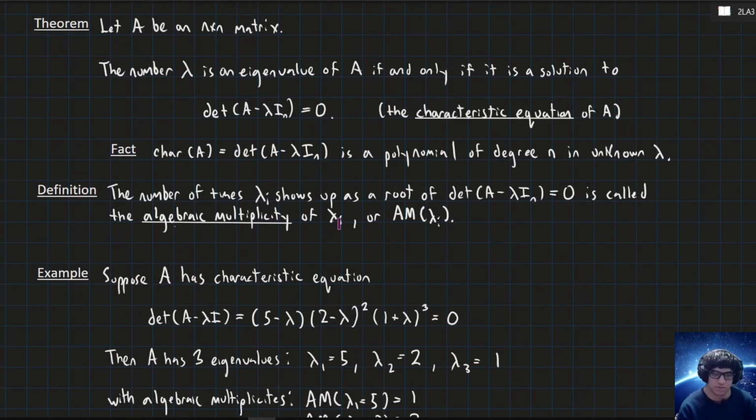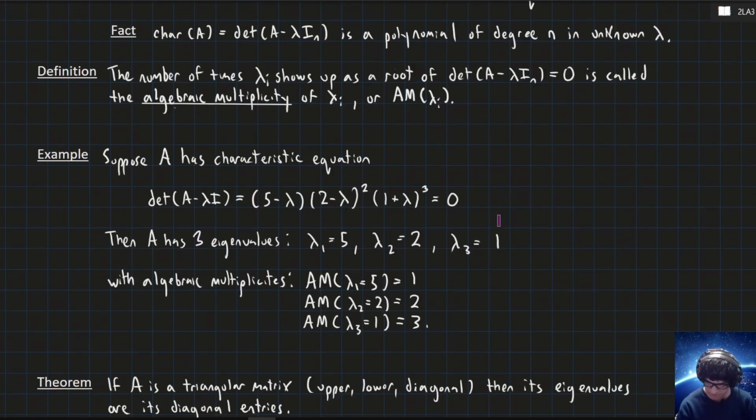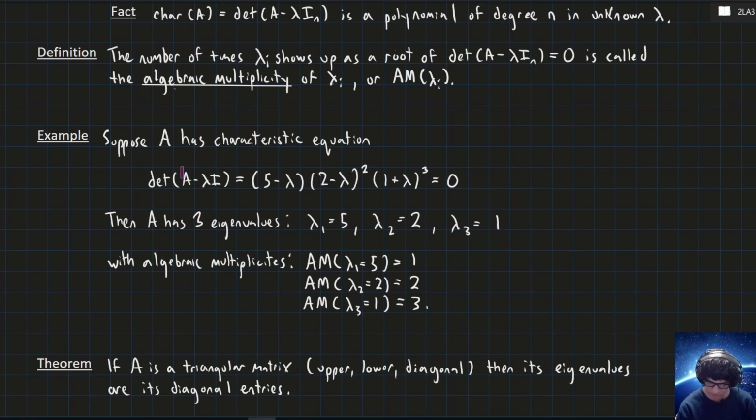Now I'm going to mention a property associated to each eigenvalue called its algebraic multiplicity. The number of times lambda_i shows up as a root in the characteristic equation is called the algebraic multiplicity of that lambda, and we denote it by am(lambda_i). Let's just see what that means by an example. Let's suppose A is some matrix and we compute its characteristic equation to be this.